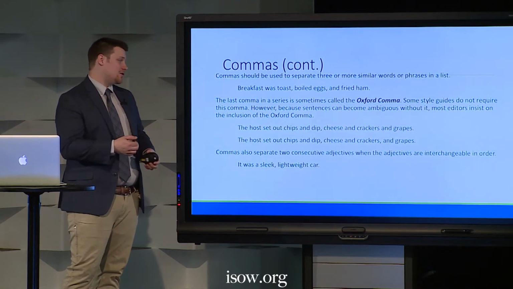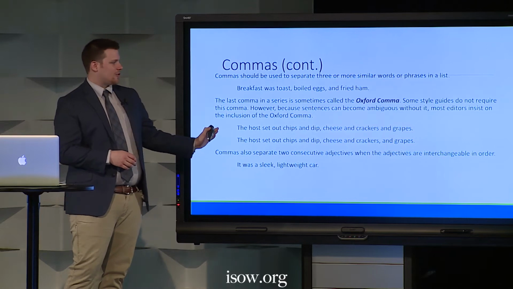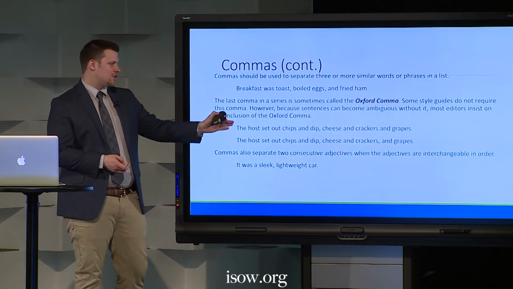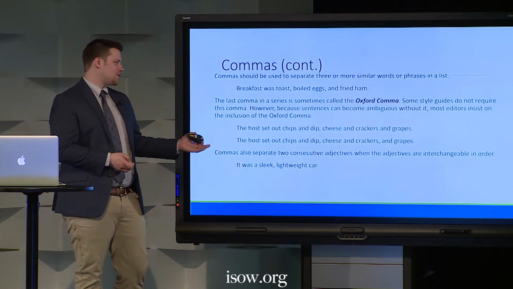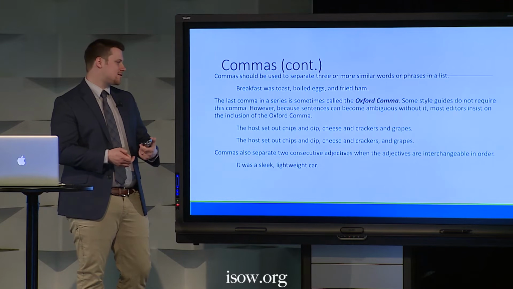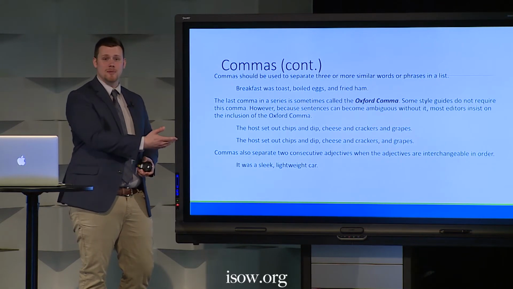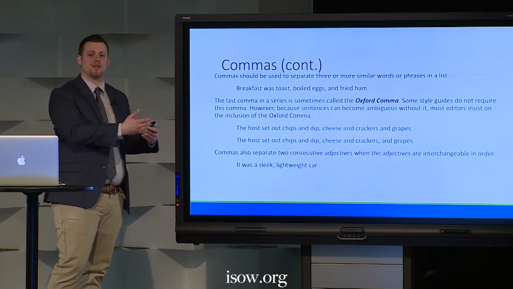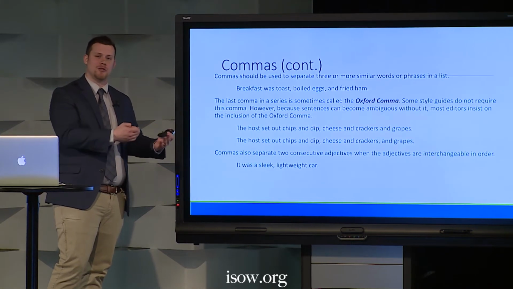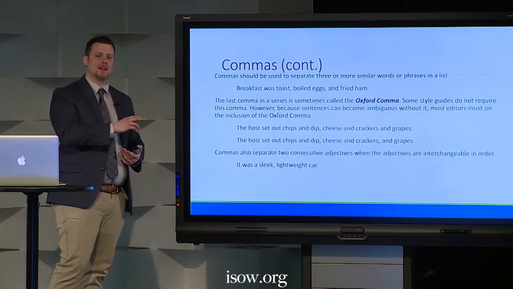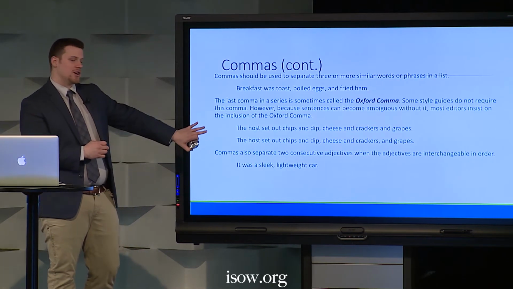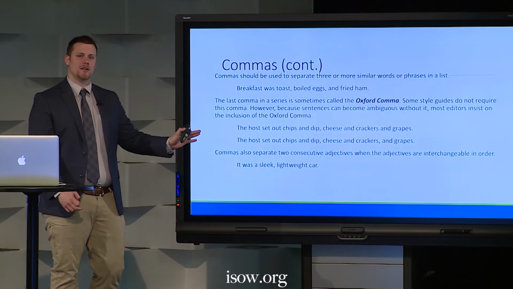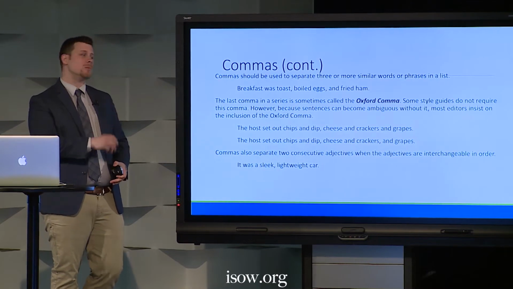So most editors will also insist on it, because if you look at a sentence like this, you see, the host set out chips and dip, cheese and crackers, and grapes. If you read that without a comma, you don't know if it's chips and dip, cheese and crackers and grapes. So you don't know where to end that, because cheese and crackers is one singular dish. Again, that would be like a noun phrase, so nouns that are acting together as one unit. So with the Oxford comma, it becomes, the host set out chips and dip, cheese and crackers, and grapes. So you know these are 3 items.